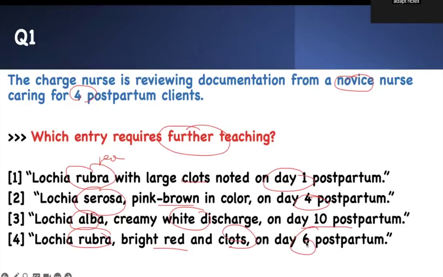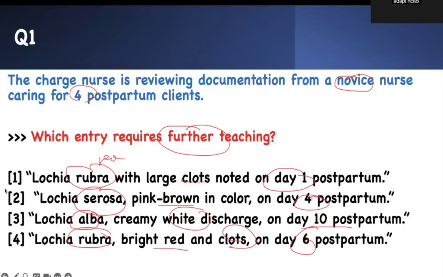But what is the problem? Pink and brown. After that, it's supposed to turn white. And from 10 days going on to multiple weeks, then it goes away. It never goes back. Whenever it returns back to a different color, it has already passed. That's hemorrhage. Number 4, the rubra with the blood and clot on day 6, that's abnormal.